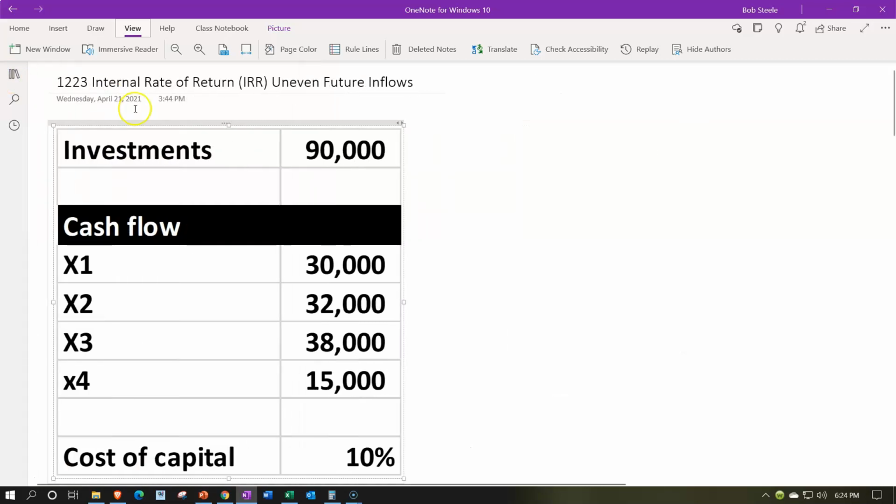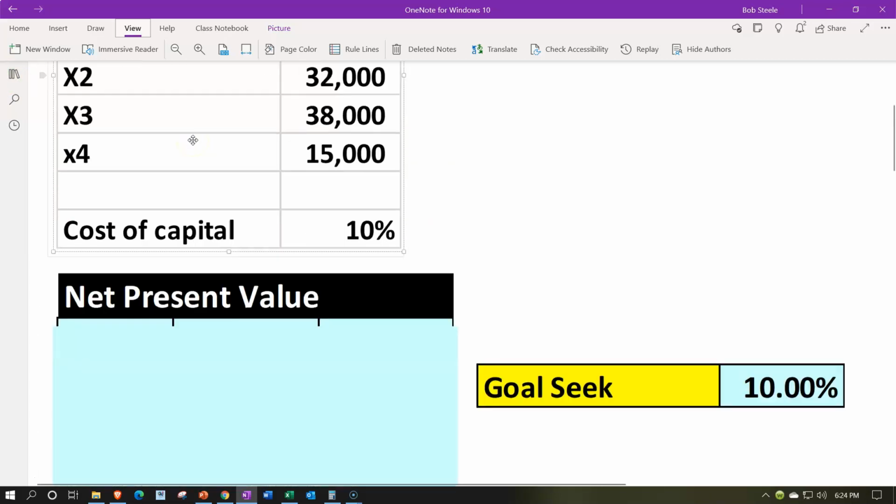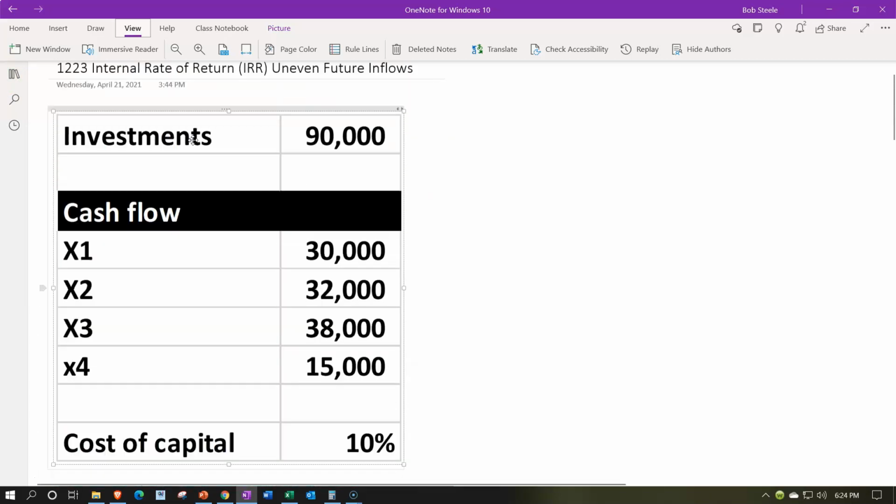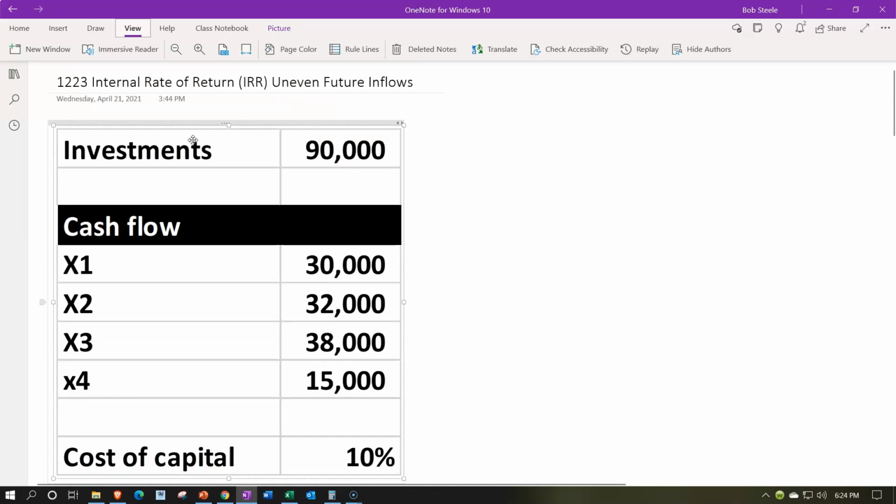Closing up the icon, we have our information up top. We're going to go through the calculations down below. We're concentrating on the internal rate of return again. This time we have uneven payments in the future cash flows.